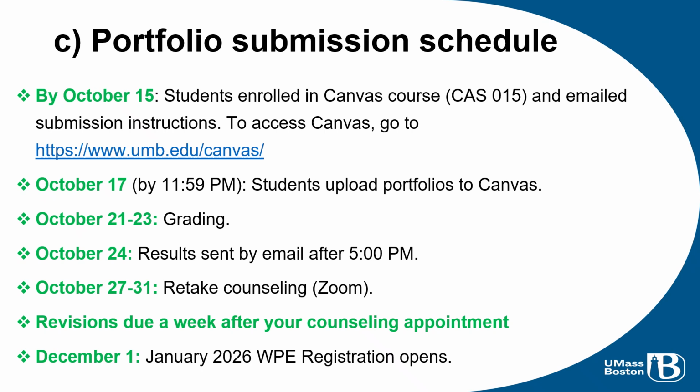When you get your result, you'll either get a pass result, which means that your essay was graded as proficient or exemplary and that you've completed the WPE. If you receive a retake result, that means that the WPE graders did not find that your submission met the grading criteria.